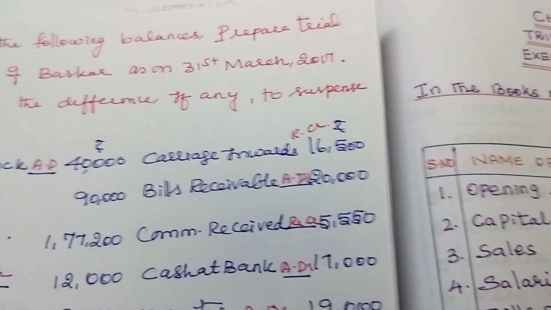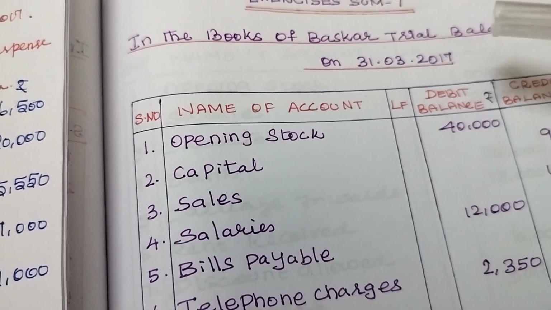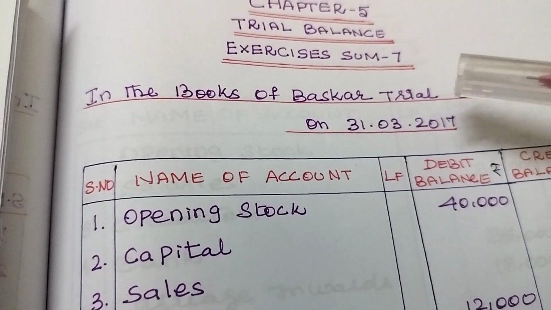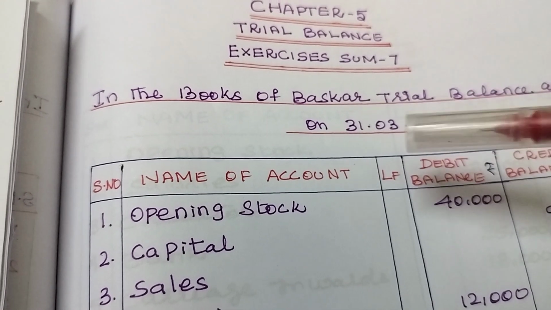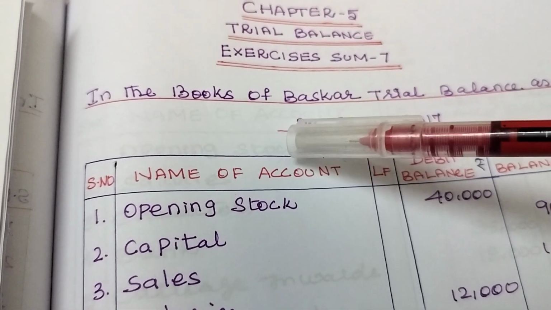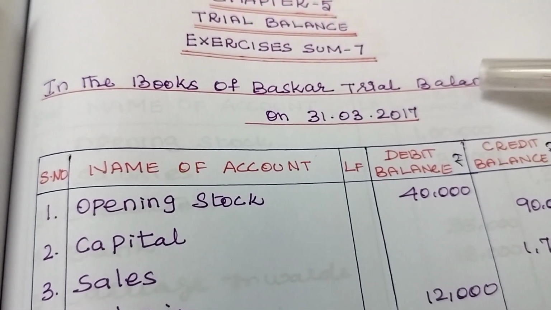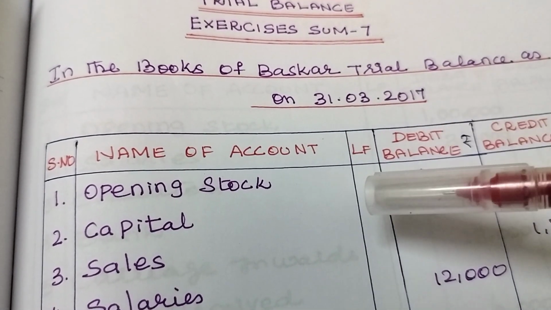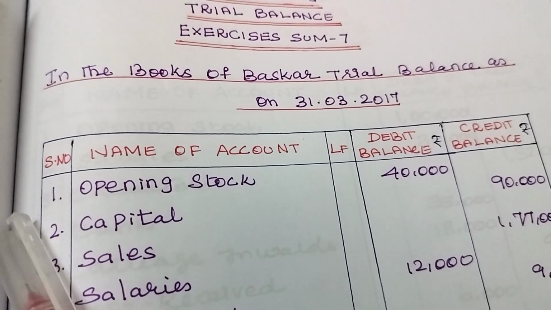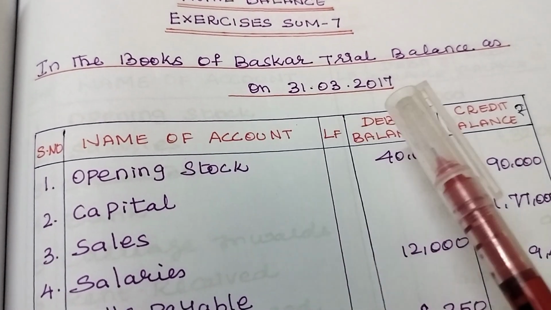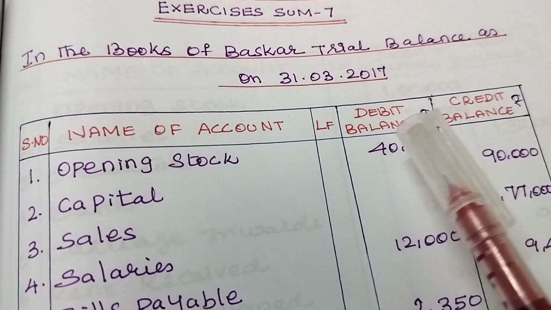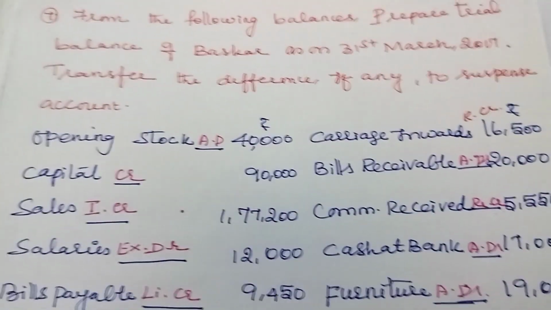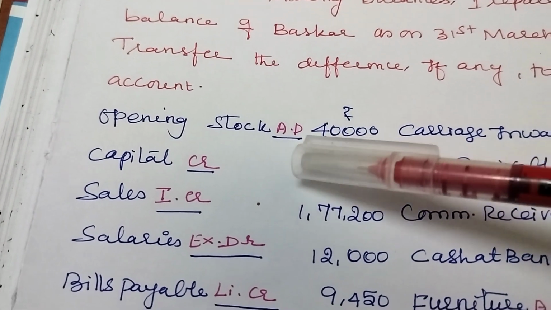Okay. So before we prepare the trial balance, we need to prepare the title of the trial balance and the format of the trial balance. The title of the trial balance is: in the books of Bhaskar, trial balance as on 31/3/2017. The format of the trial balance you know very well: serial number, name of account, LF, debit balance rupees and credit balance rupees. Let me see the information given here.